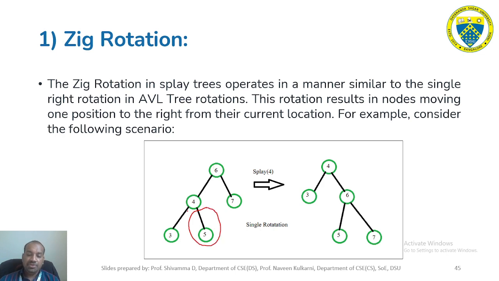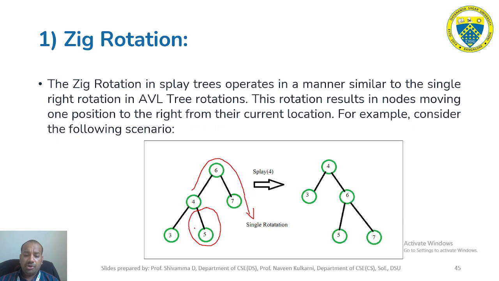For example, if I want to splay this, splay means this should be the root node. Whichever is our parent will go to the right side of this node, like this. So 4 will become the root node. You see this here: 6 and 7 become its right node, and the left node will remain the left node.